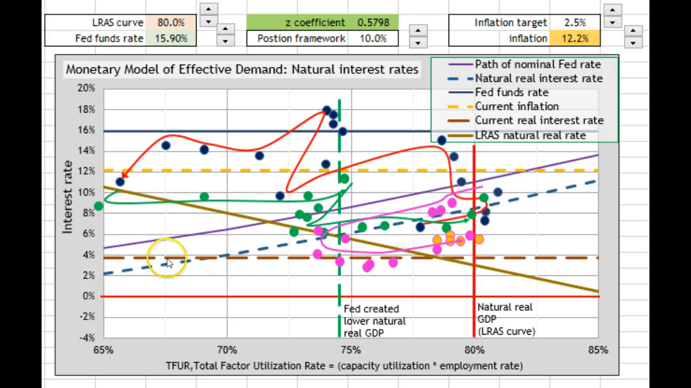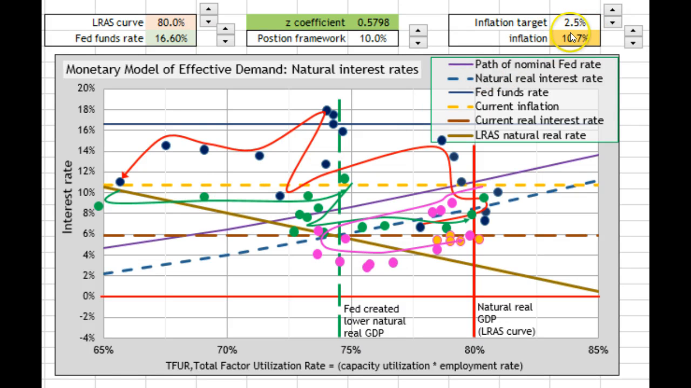And they're going to allow this dashed brown line as the current real interest rate as the hammer to bring down the economy. So right now it's come up to 4%. All right, inflation is still running high, 12%. Let's go to the first quarter of 1981.